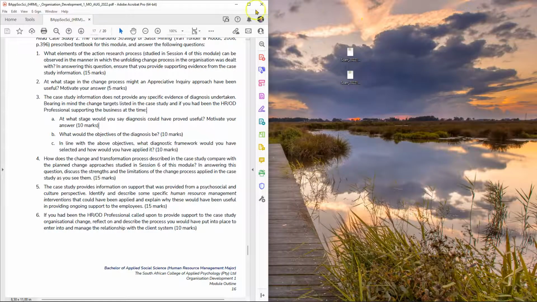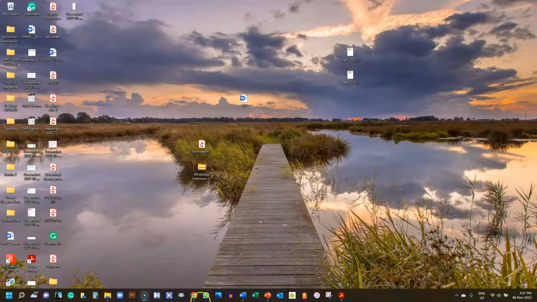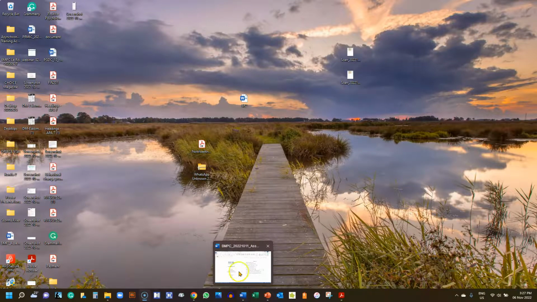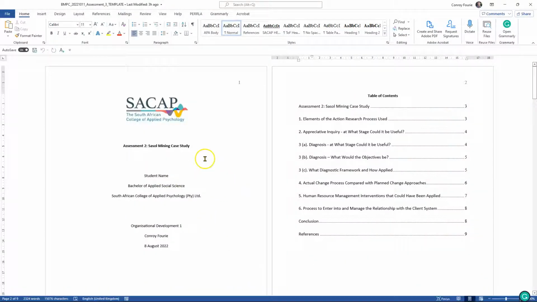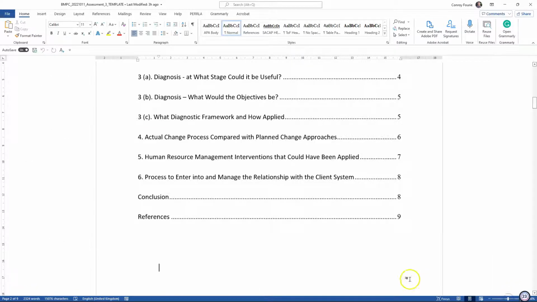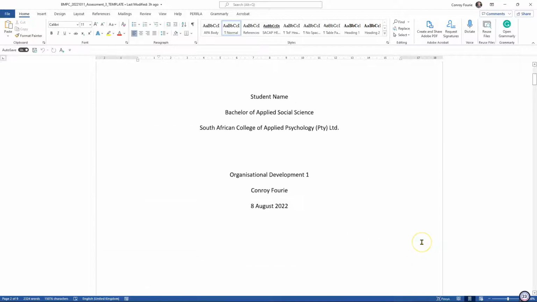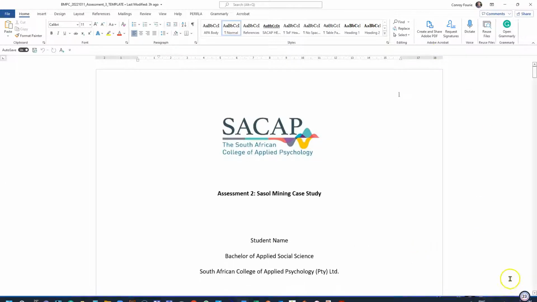And let me just go to the template. This is the template. So this is the Sasol Mining case study answer template. Please do use this. So hopefully you can see this on your perhaps smaller screens. Yeah, so let me rather just make it slightly bigger. You've got the document, so you can obviously just download it, and hopefully you've already done so. Took a look at it.